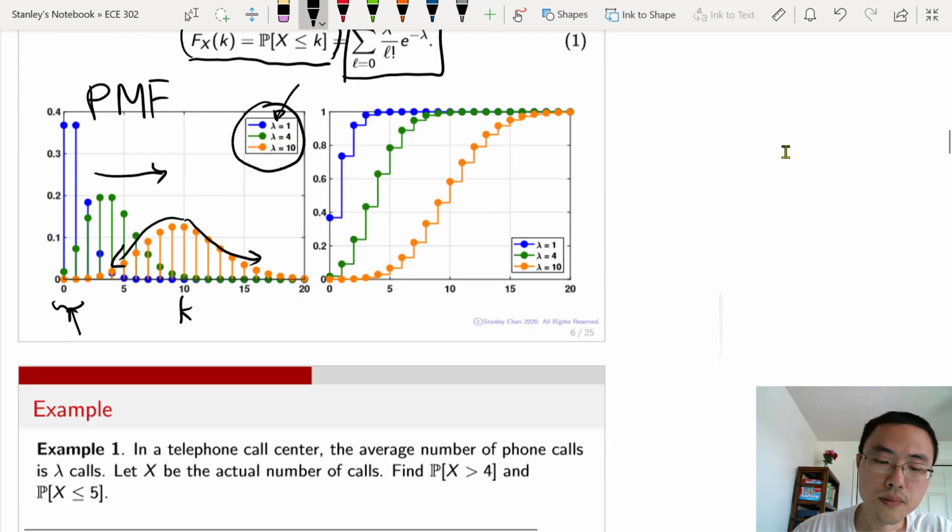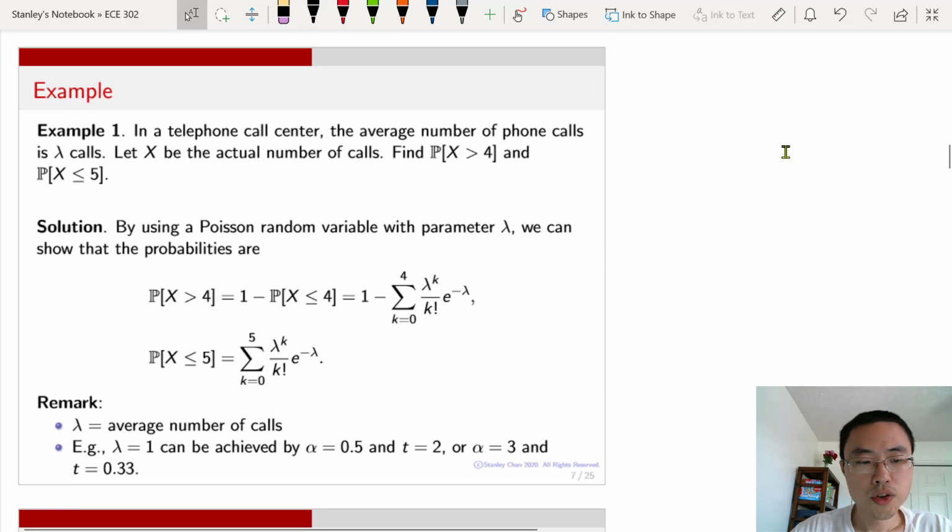Okay. All right. So here is an example if you wonder how we can use Poisson random variables to solve problems. This problem says that in a telephone call center, the average number of phone calls is lambda calls.